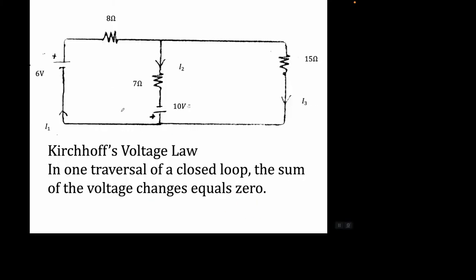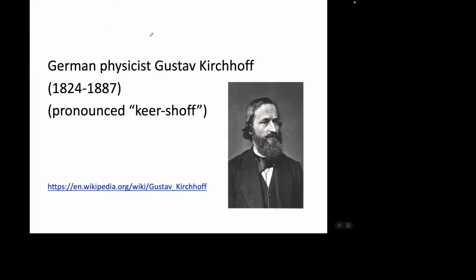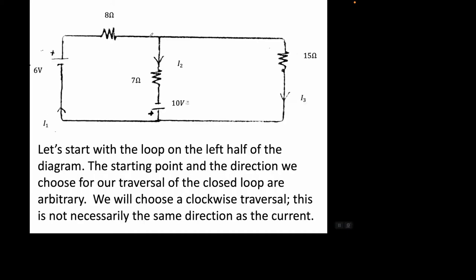Kirchhoff's voltage law: in one traversal of a closed loop, the sum of the voltage changes equals 0. So for example, if we start here and go all the way around, the sum of the voltage changes will equal 0. It's named after the German physicist Gustav Kirchhoff. Let's start with the loop on the left half of the diagram, this loop over here. The starting point and the direction we choose for our traversal of the closed loop are arbitrary.